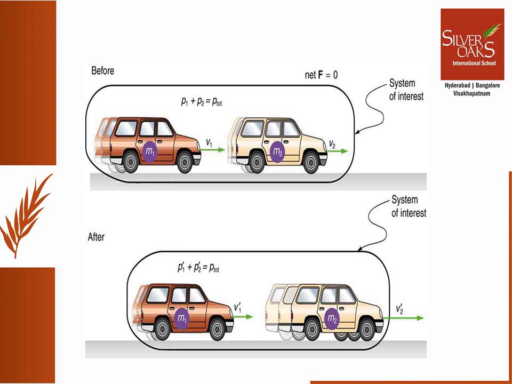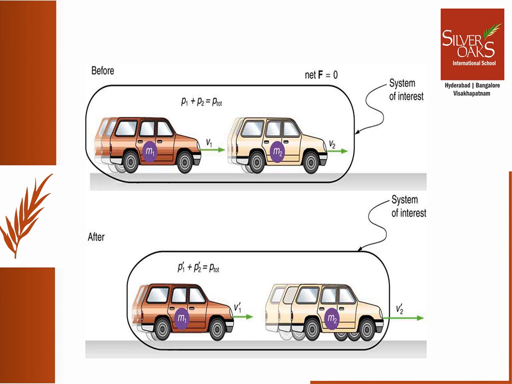Now let's understand law of conservation of momentum with an example. In the figure, a car of mass m1 moving with a velocity v1 collides with a car of mass m2 moving with a velocity v2. After collision, the first car slows down to a velocity v1 dash and the second car speeds up to a velocity v2 dash. Here there is no loss of momentum in the collision.